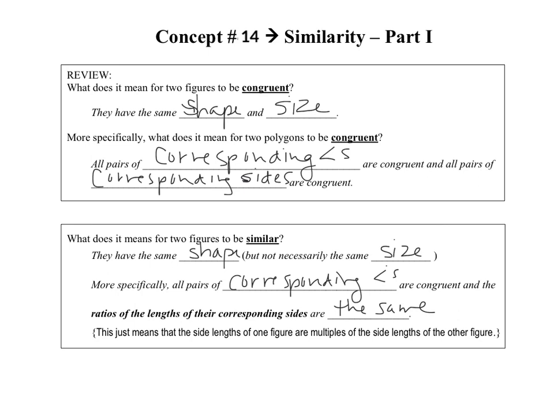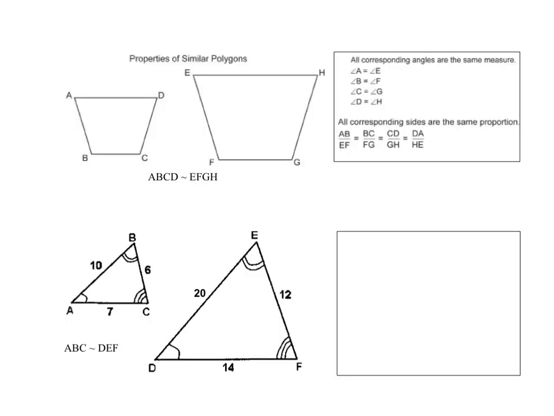So similar shapes are the same shape, but they could be different sizes. You could think about blowing something up on the copying machine, like taking one figure and making it bigger or making it smaller, but keeping all of the angles the same.